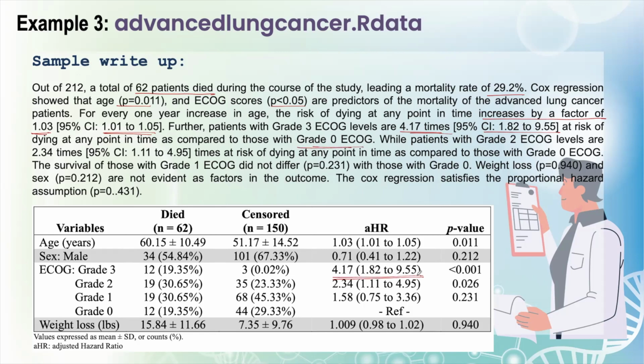So this is 4.17 versus the reference. While patients with grade 2 ECOG levels are 2.34 times, confidence interval 1.11 to 4.95 times, at risk of dying at any point in time as compared to those with grade 0 ECOG levels. The survival of those with grade 1 ECOG did not differ, since this is 0.231, from those in grade 0 ECOG. Weight loss, which is 0.940, and sex, which is 0.212, are not evident as factors in the outcome. Then lastly, the Cox regression satisfies the proportional hazard assumption with a p-value of 0.431. This ends this lecture about survival analysis.